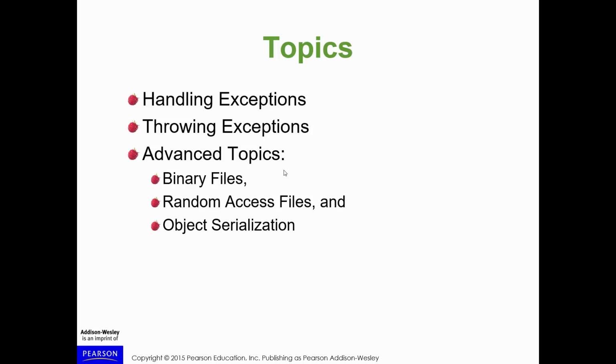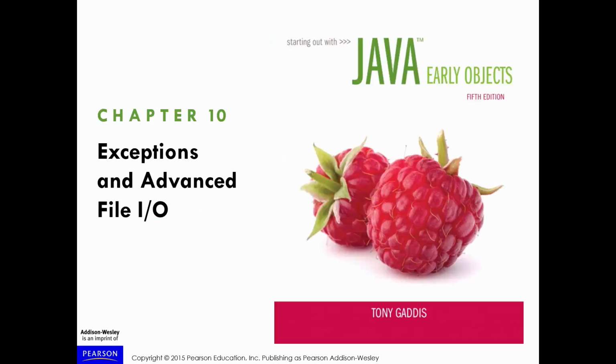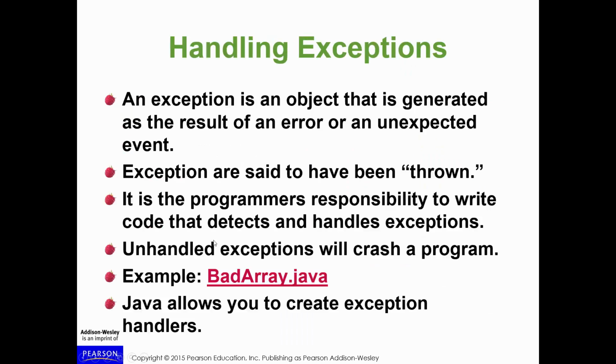So, our topics: handling exceptions, throwing exceptions. That's most of the chapter. There's also a little hodgepodge in here, so we also talk about binary files, random access files, and object serialization. That's the advanced file I/O stuff.